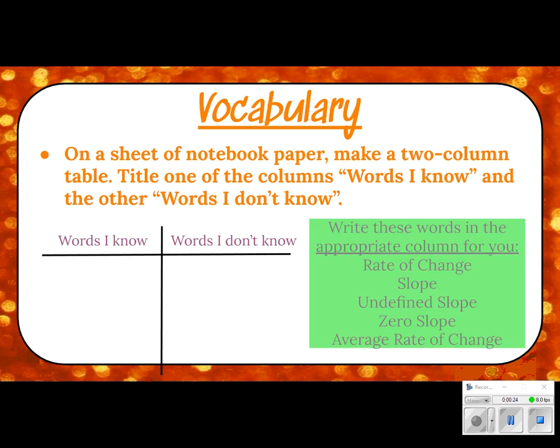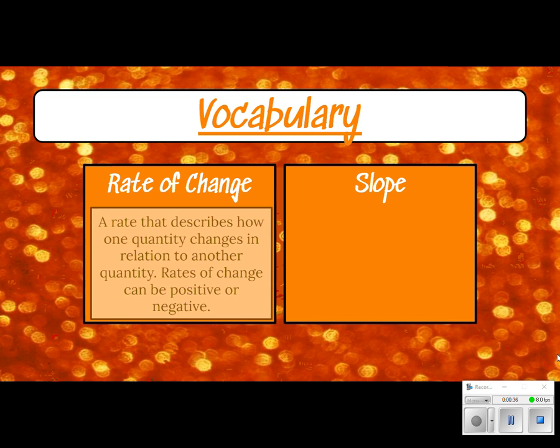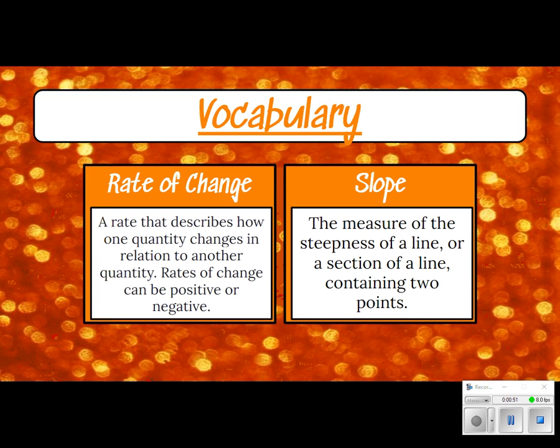On a sheet of notebook paper, do you know rate of change, slope, undefined slope, zero slope, and average rate of change? Figure out the words you know and the words you don't know. Rate of change is a rate that describes one quantity, how it changes in relationship to another quantity. Rates of change can be positive or negative, and a lot of times we use rate of change as a synonym for slope. Slope is really the measure of the steepness of a line or a section of a line, or we're looking at something where there are 2 points involved.